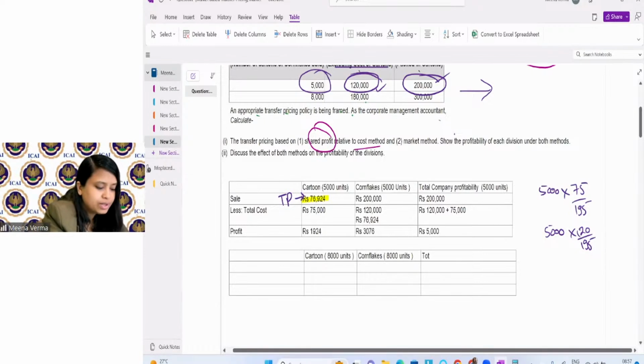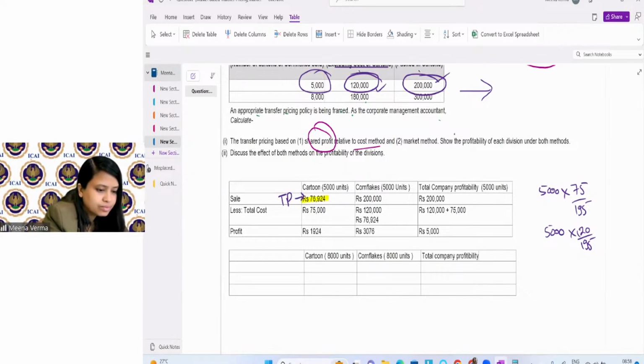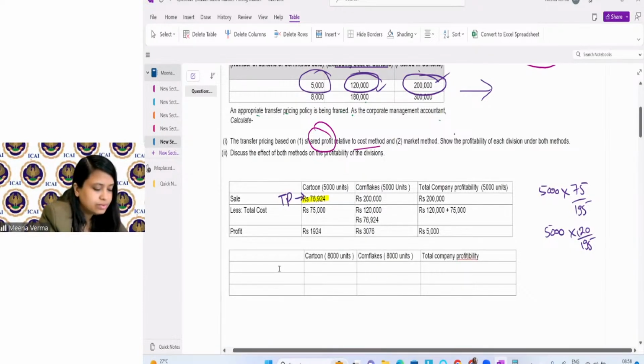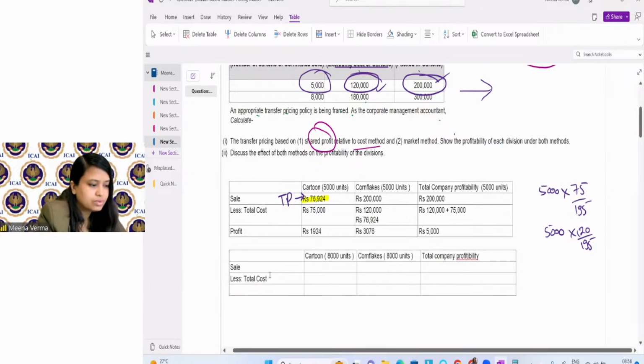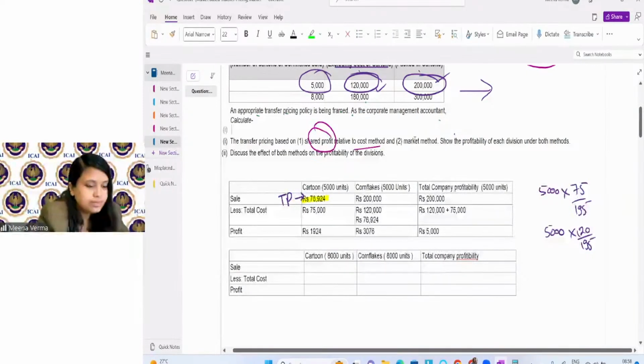Total company profitability. And the sale value minus total cost will give me the profit, right? Okay. So what is the sale value? You can see what is the sale value? 3 lakh. For 8,000 units, the sale value is 3 lakh. What is the total cost? For the cornflakes, 1,80,000 is the total cost.